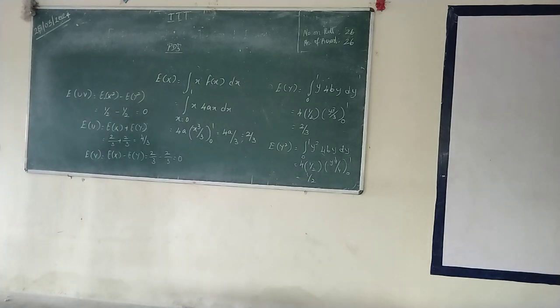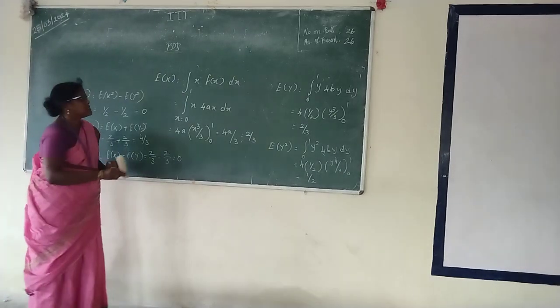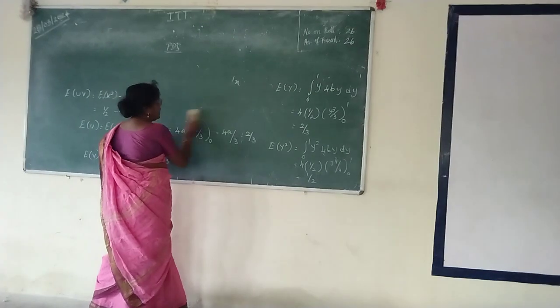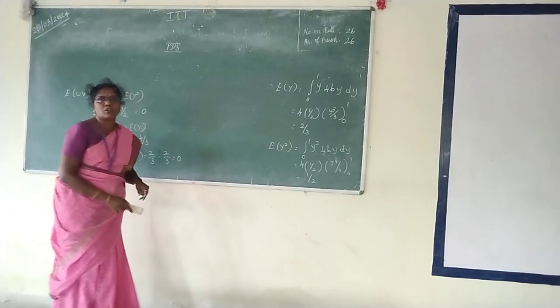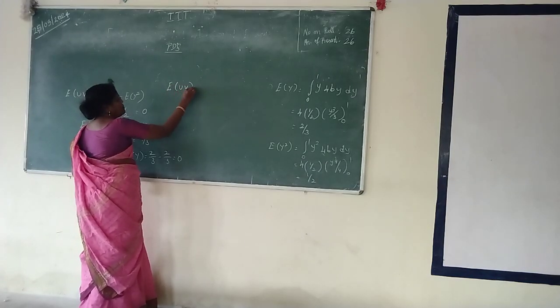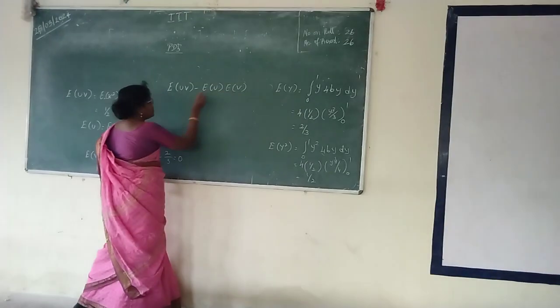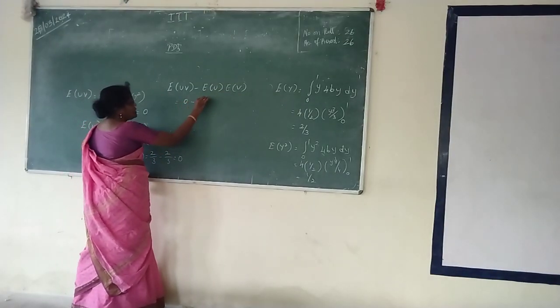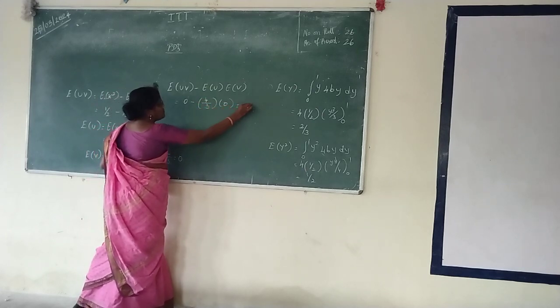Now substitute everything in equation 1, right? Substituting in LHS of 1, we get E of uv minus E of u into E of v, is equal to 0 minus 4 by 3 into 0. What is the answer? 0.